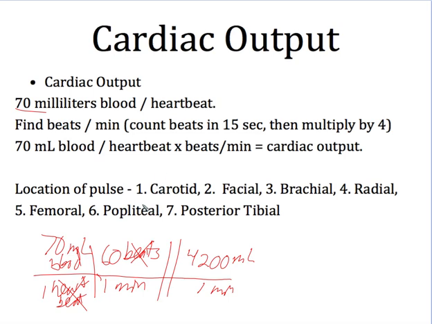So there's a couple places you can take a pulse. One of them is in your carotid artery up in your neck. You can take one with your facial artery, which is a little more difficult, but it can be done. Your brachial is in your arm. Radial is in your wrist. That's the one by your thumb. Your femoral is on the back of your leg. Popliteal is in the back of your knee. And posterior tibial is down in your calf. So you can take your pulse from a number of locations depending on what is most available at the time.